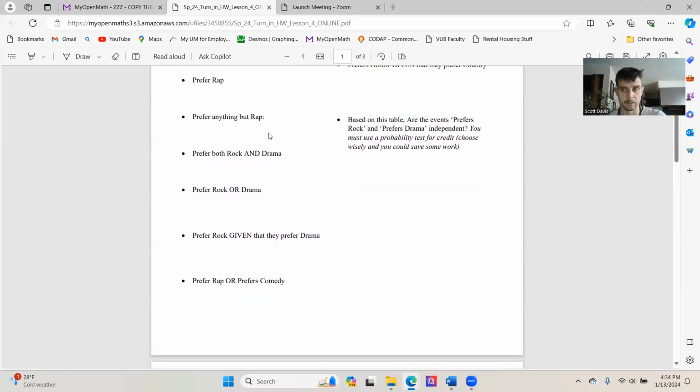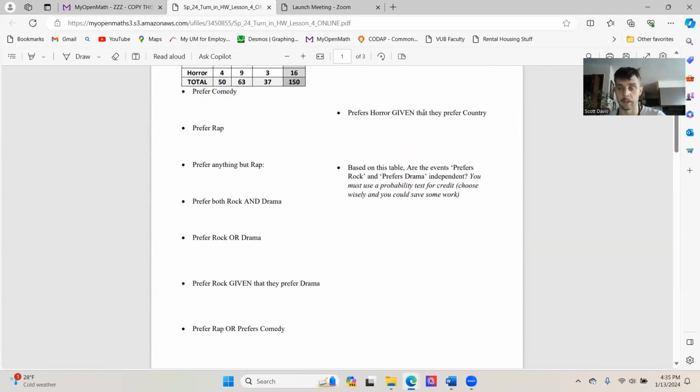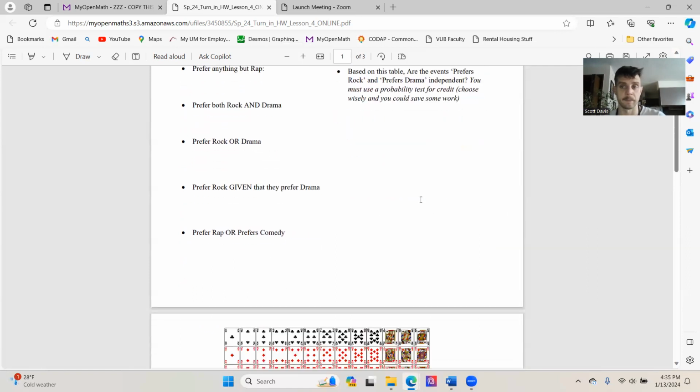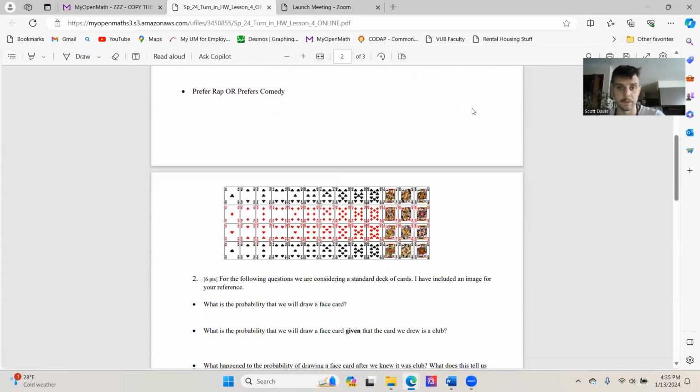So a bunch of different types of probabilities: conditional, intersections, unions, conditional probability, and finally an independence test. If you do not use an independence test, meaning you do 2 calculations and compare the values, then you will not get credit. I need to see those calculations.